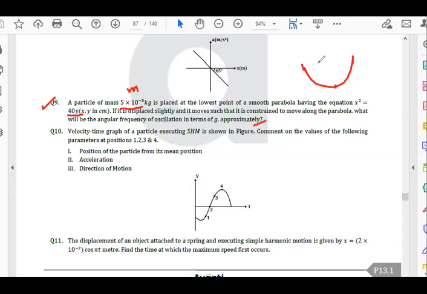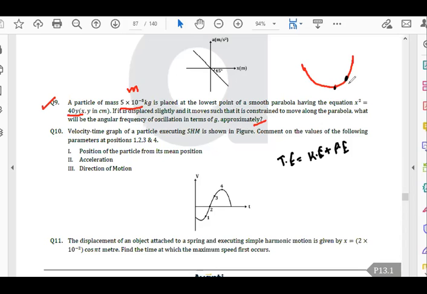Right? Yes. For example, it is displaced slightly and it moves such that it is constrained. Now, if it is displaced slightly, let's displace it from here to here. Now, if you're displacing it, tell me at this point, what will be the energy? Everyone think about it. Total energy will be, which will be what? Kinetic energy plus potential energy.